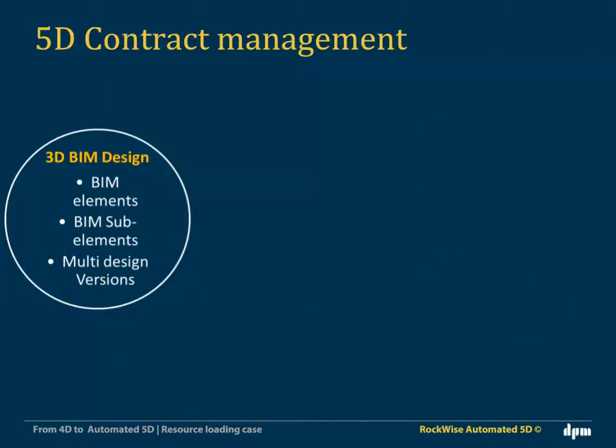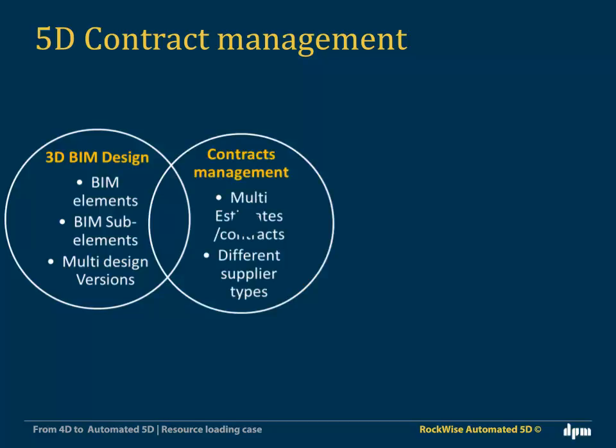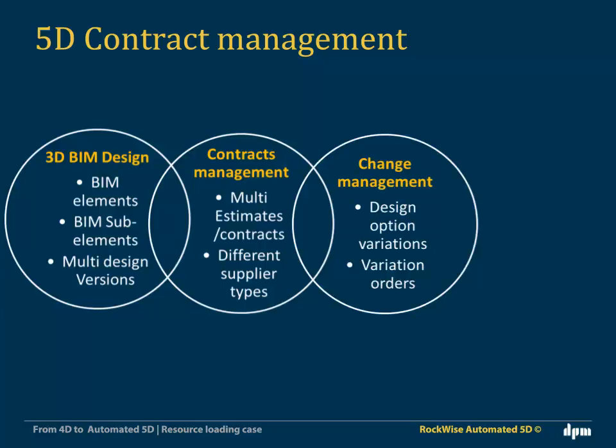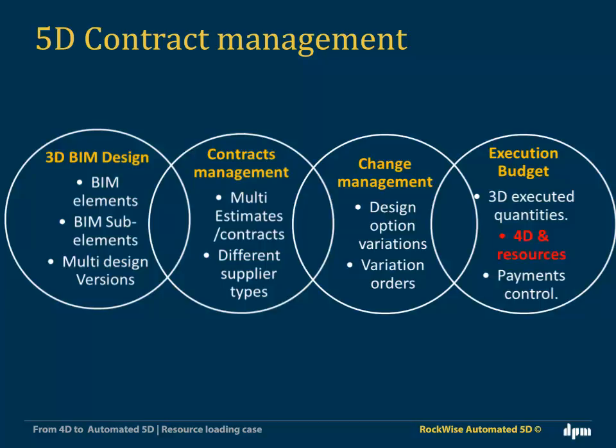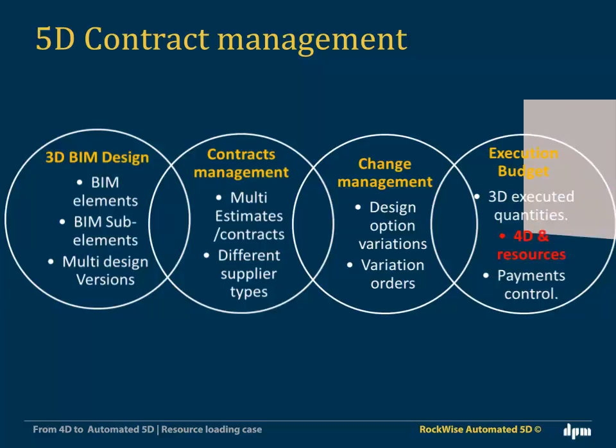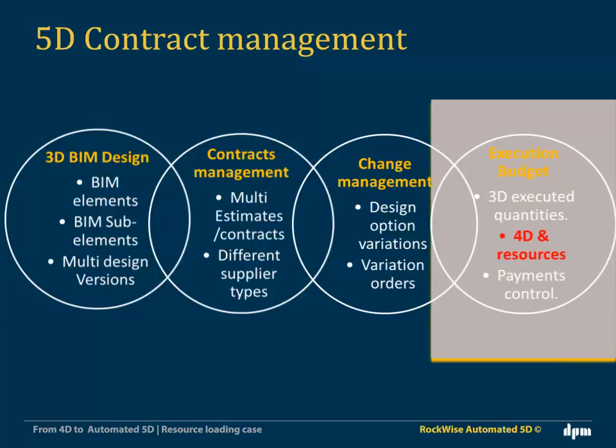Construction contracts require various tasks and procedures, from design quantity generation to different contracts and estimation methods, to change management for variations of costs and quantities all along the construction cycle. In addition, tracking of cash flows, executed quantities and payments is essential for project monitoring. In this demo, we will concentrate only on resource management and automating their calculation in the 5D platform.